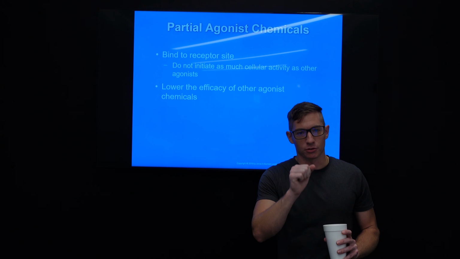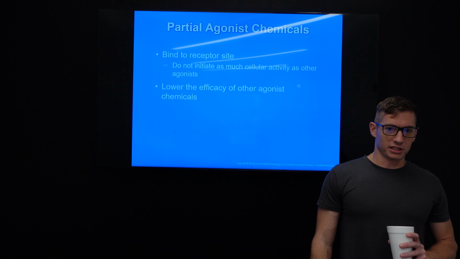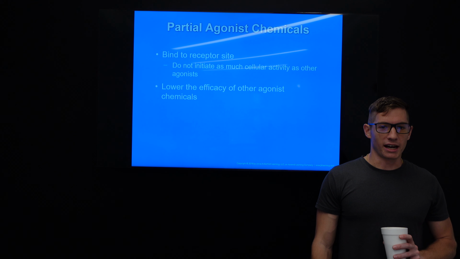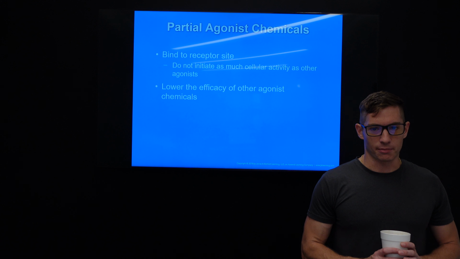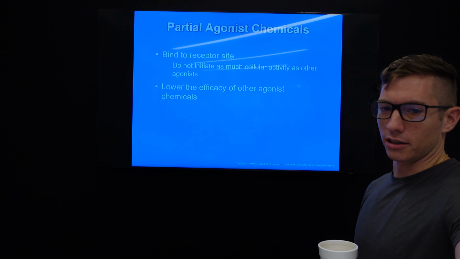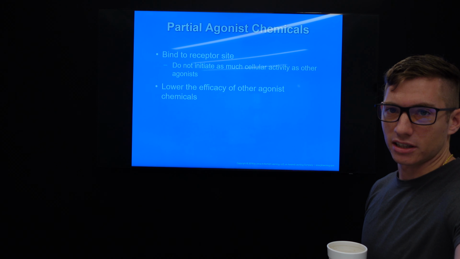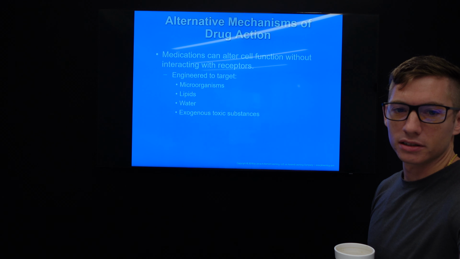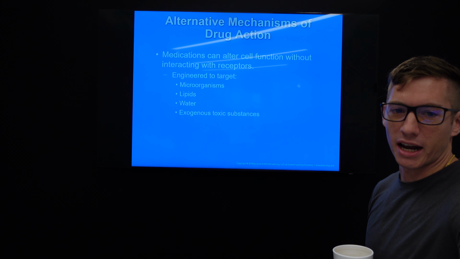Partial agonist chemicals bind to the receptor site but do not initiate as much cellular activity or change as the other agonists do. They lower the efficacy of other agonist chemicals present at the cells. Then there's the alternative mechanism of drug action.